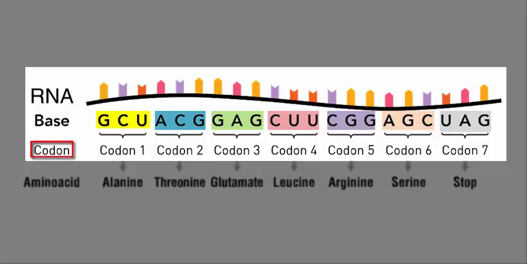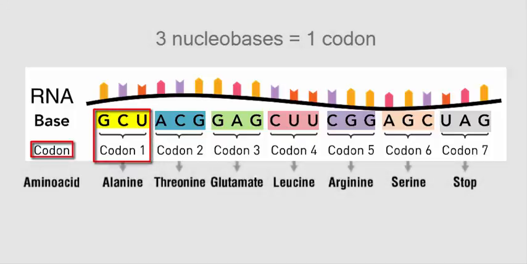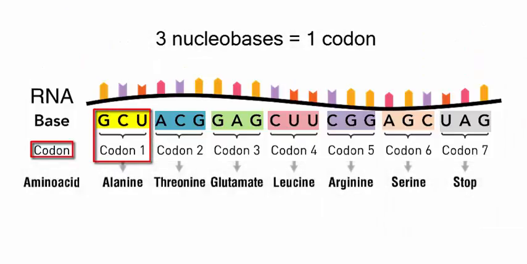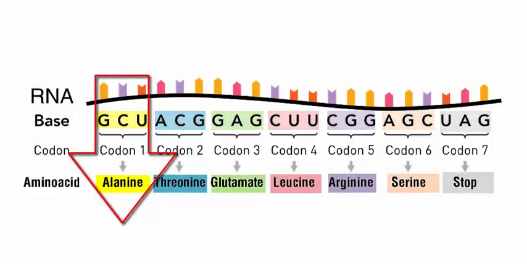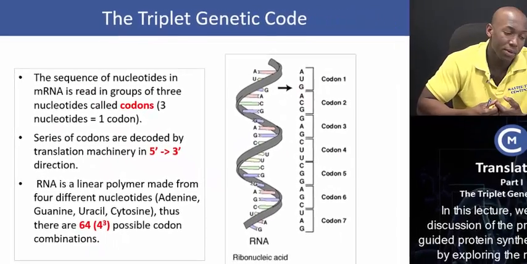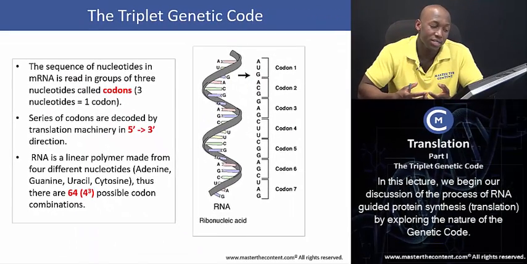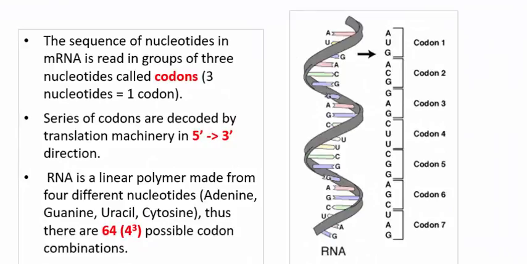So a codon is basically a triplet of nucleotides, and each codon will only specify one amino acid. So one codon will code for one amino acid. It's important to remember that during translation, the mRNA strand is read from a 5' to a 3' direction, and hence, just like transcription, translation is also a unidirectional process.